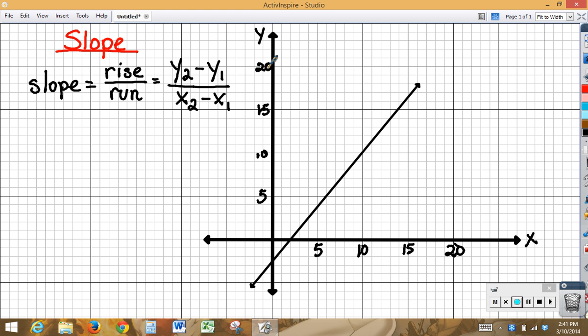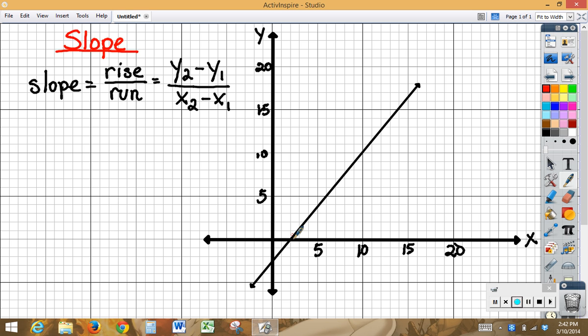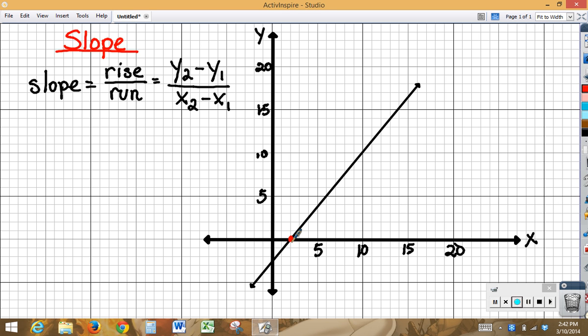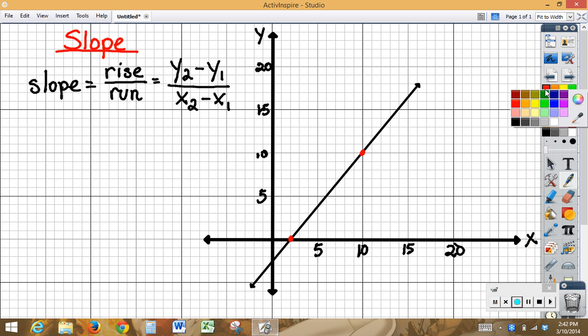So I want to find the slope of this line. In order to do that, I'm going to start by finding 2 points on the line. So I'm going to pick a different color. I'm going to pick this point right here because I can tell that one's on the line. And this one here looks good. I can tell that's on the line and it has some nice coordinates. So I'm going to find the coordinates of these 2 points. So we see the coordinates here are 2, 0. And the coordinates here are 10, 10.